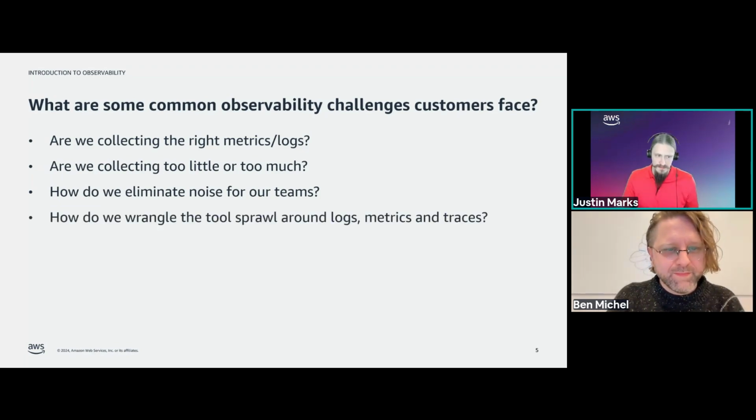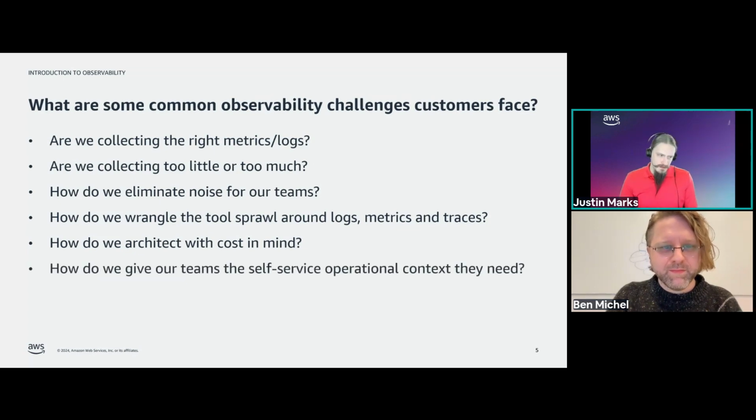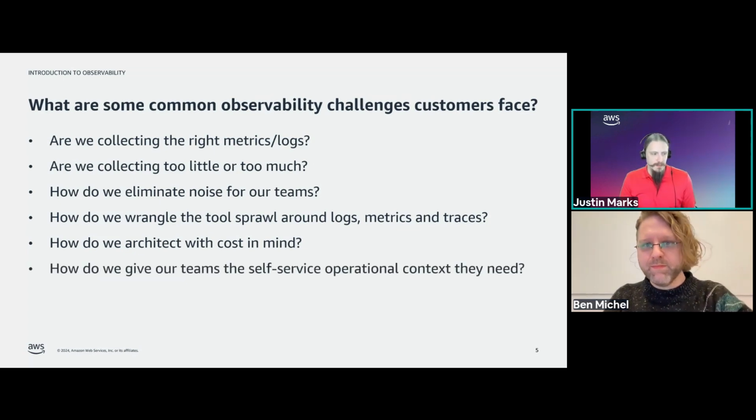How do we wrangle tool sprawl around collecting all of these logs and metrics and traces from different systems? How do we architect observability with cost in mind, or how do we architect generally with cost in mind and have observability into our costs? That's another problem here. But one that I want to highlight is, how do we give our teams the self-service context that they need to deliver their services and do their jobs day to day?